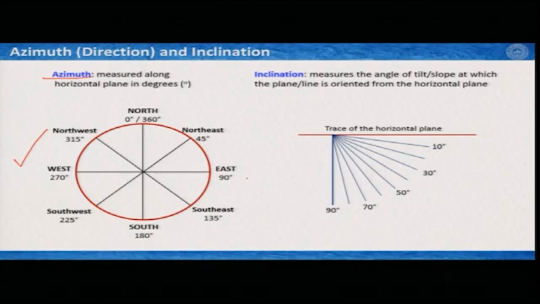At 90 degrees you have east, at 180 degrees you have south, at 270 degrees you have west, and there are many in between.